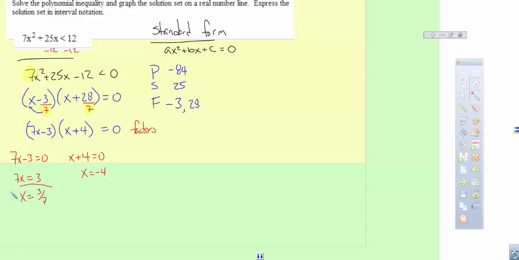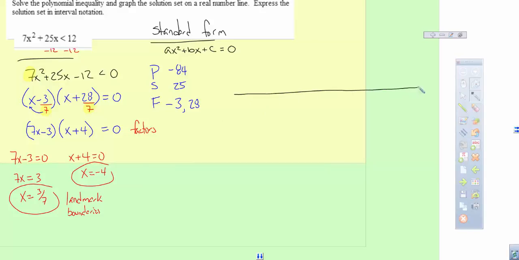So these are what I call, which is not a mathematical term, my landmarks. Those are kind of like my boundaries. Those are the numbers that create a separation when we actually start thinking about this. Let's come back up to that.